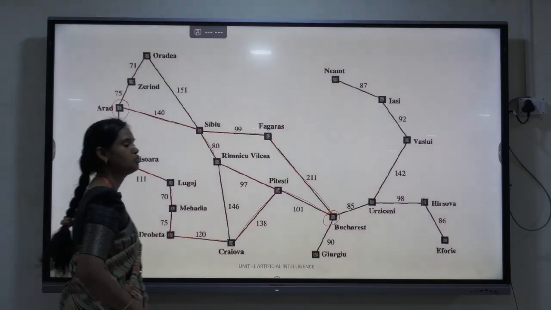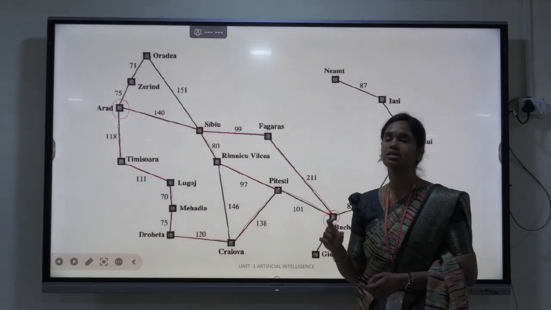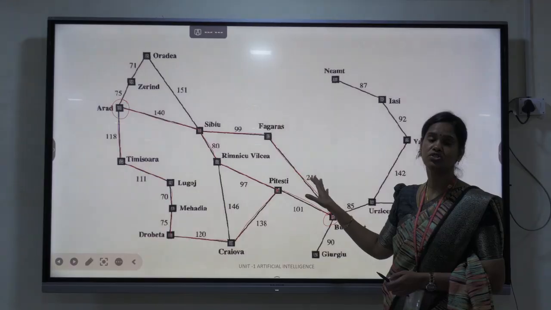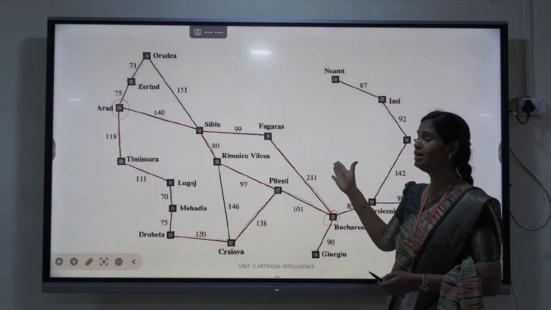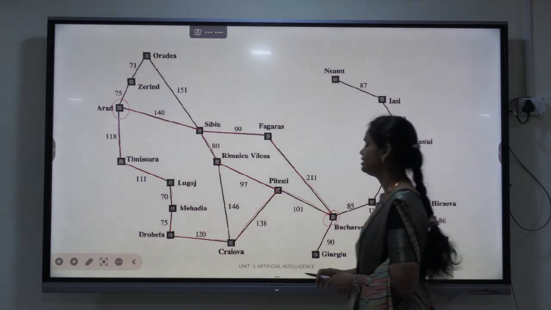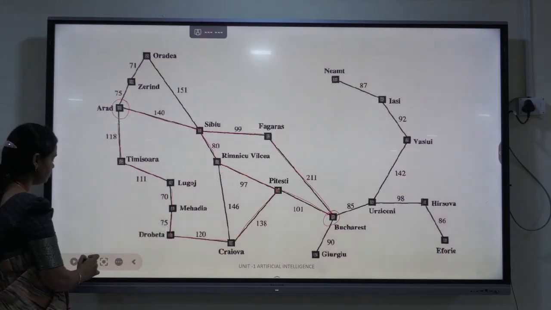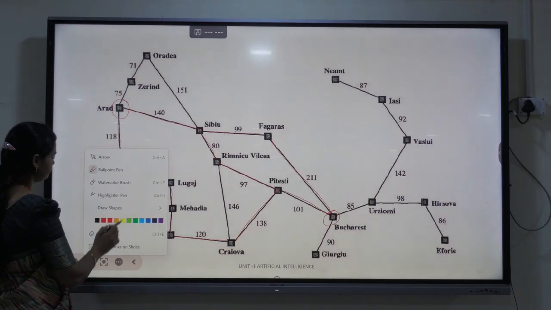Among these, which could be the optimal cost? Optimal cost is nothing but the one which gives the least cost to reach your destination. So that is where the A-star algorithm goes. This is an example which is given. I will show you one which you have to do further.